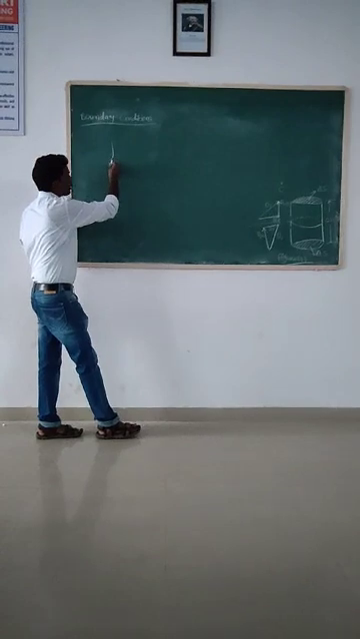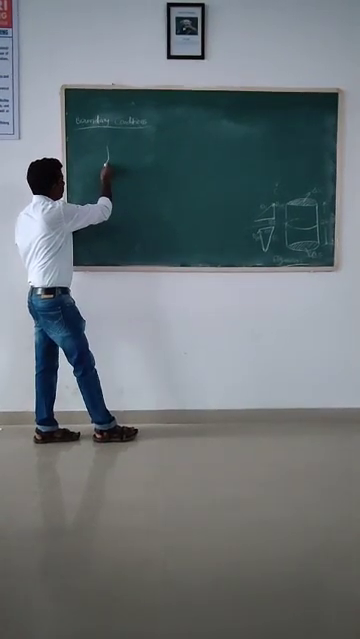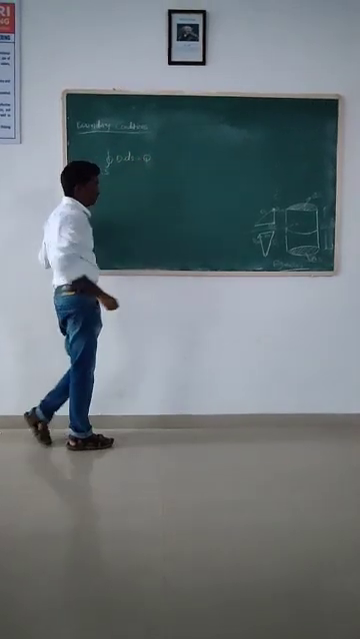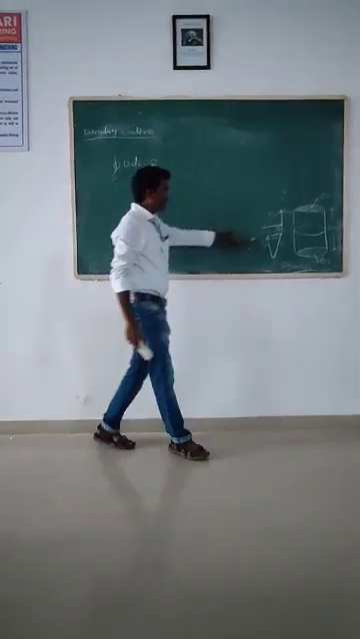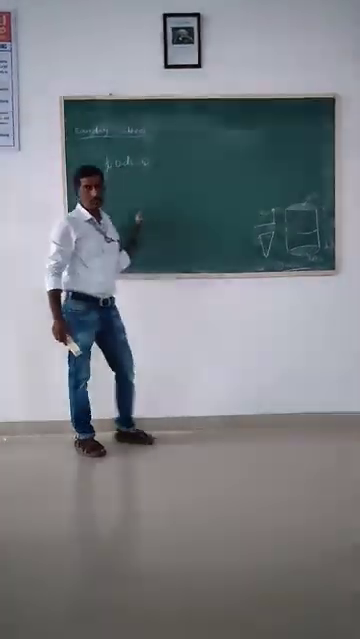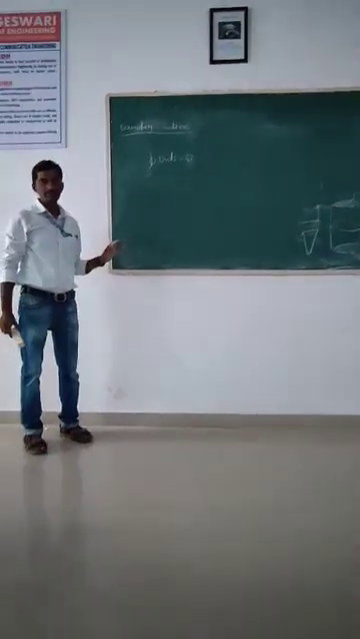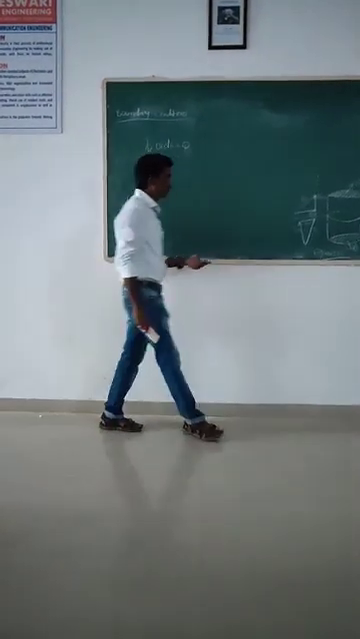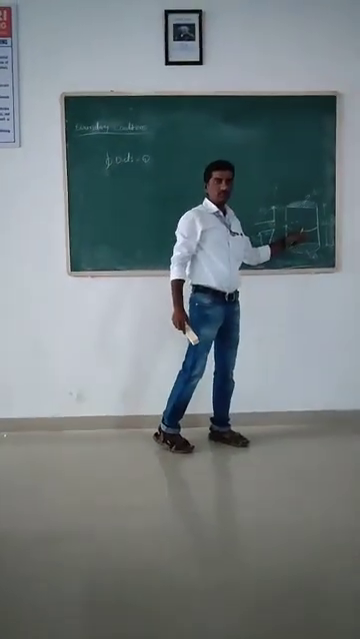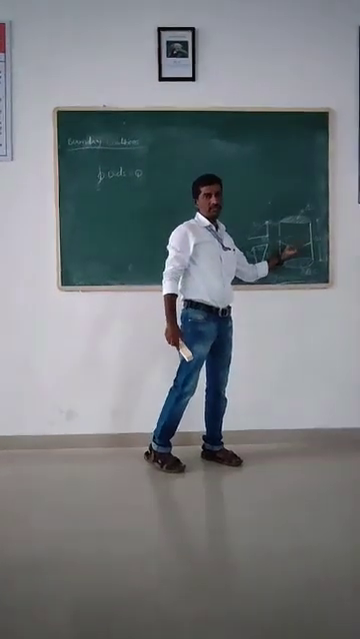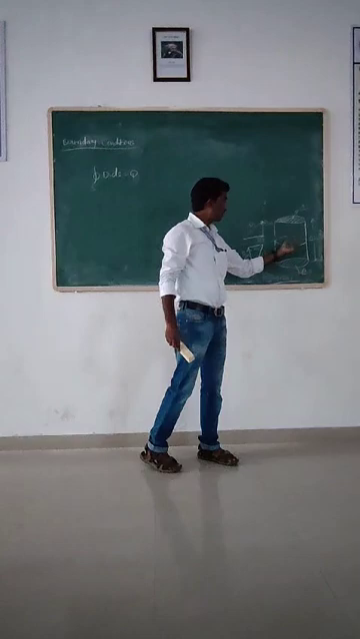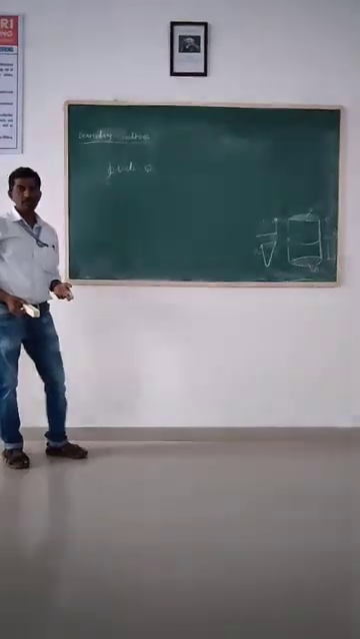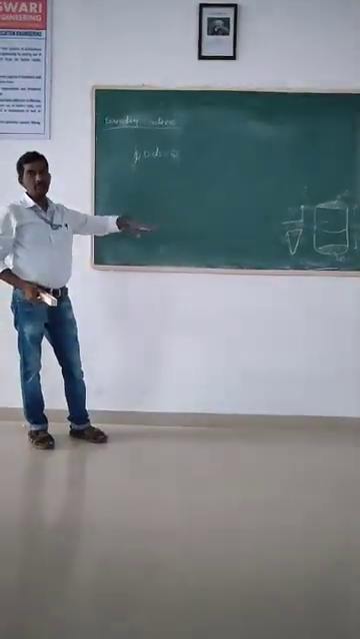Here we apply Maxwell's other equation, that is Gauss law, closed surface integral D dot dS is equal to Q. According to the Gauss law, the net flux leaving through all the surfaces must be equal to the net charge enclosed within the surface. So here the net charge enclosed is Q. It is symmetrically placed, so the flux leaving from the sides vanishes because of the symmetry. We consider only the top as well as the bottom.